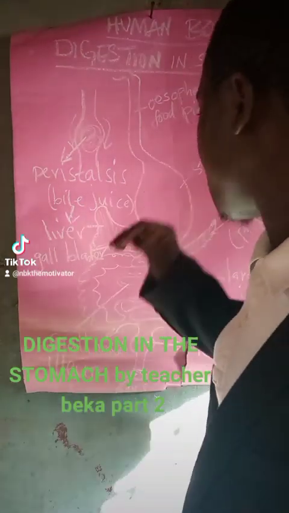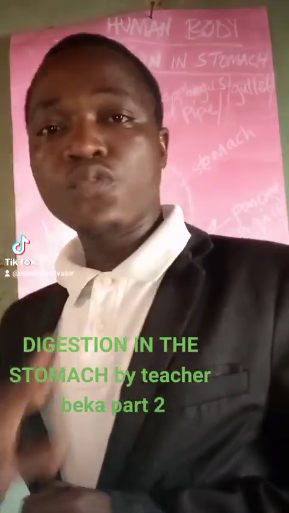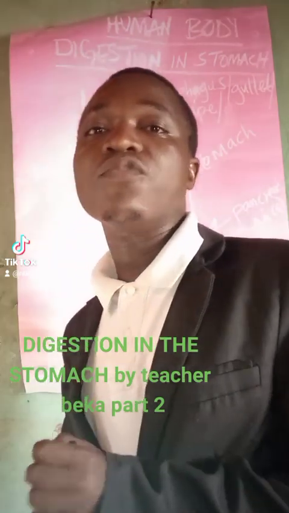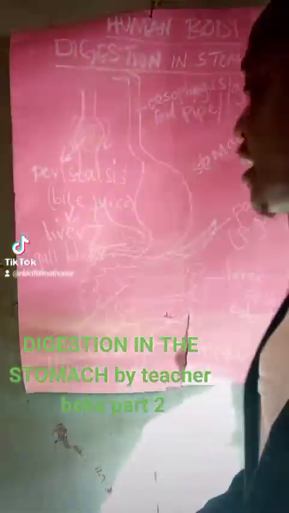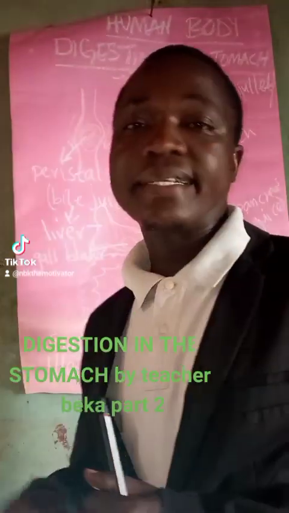Now, from there, remember also, before we move to the small intestine or ileum, here we have what we call gastric juice. Gastric juice has got two functions. One is to break down food into very small particles that can be absorbed by the body. And the other function is to kill bacteria.